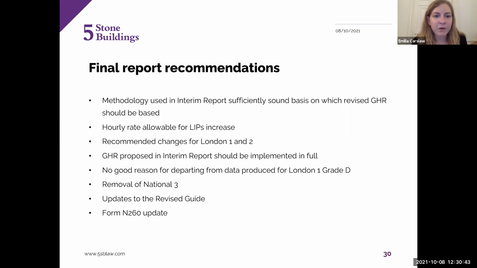They kept the London 1 grade D data, got rid of National 3 and made those other updates to the national bands that I discussed. They made the updates to the revised guide and also updated the form. So that is a summary of all the recommendations.